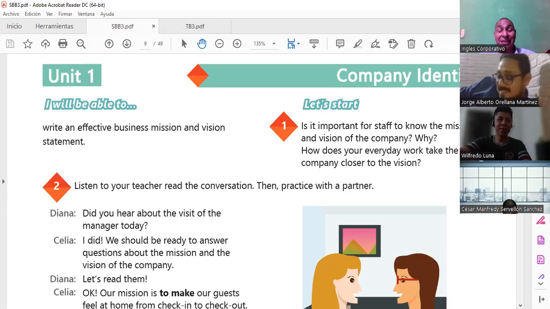Okay, yes, it's something like that. Yes, in order for you to be able to recognize or be on the same page with the company, cuando dijiste tú de estar de acuerdo con la company, se dice on the same page. Estamos en la misma página, yes, with the company. Because if I know where the company wants to go, then I will adjust myself to do the job. Yes, very good, excellent. Excellent, good job.